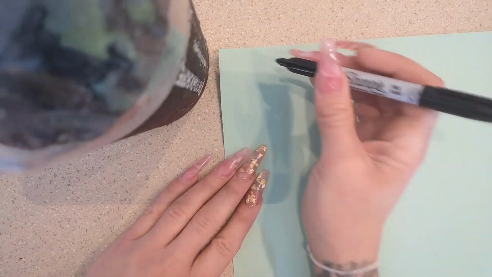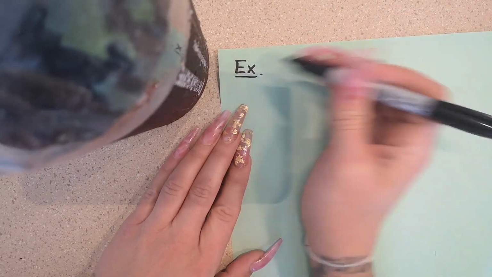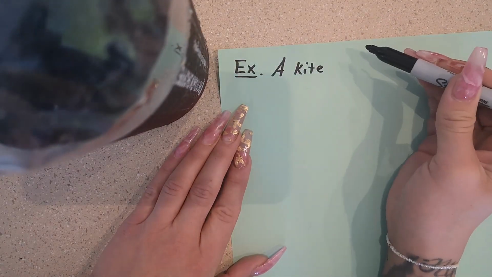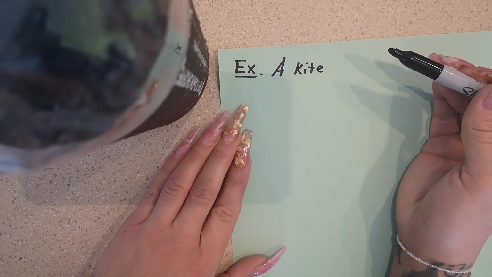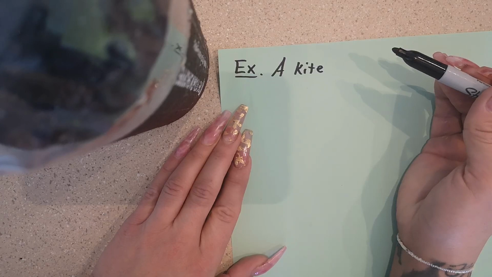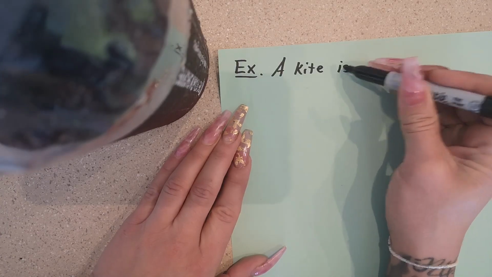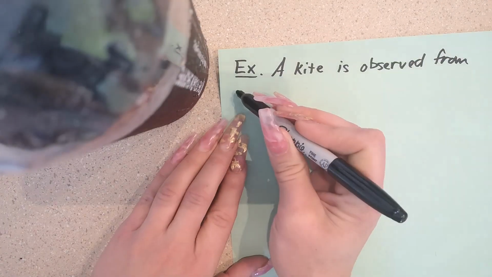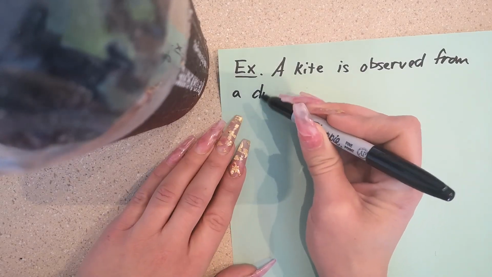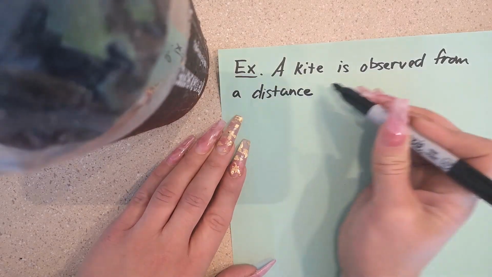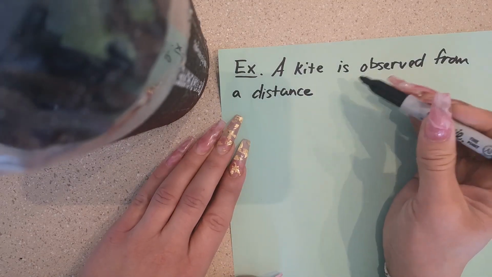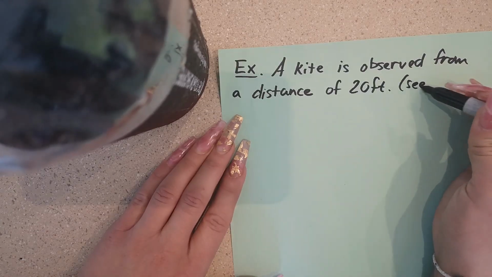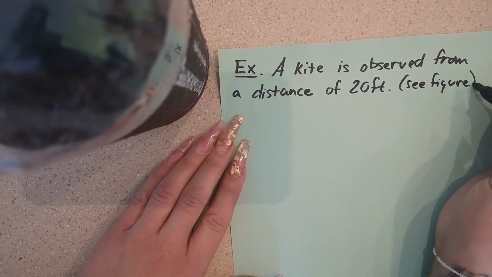Okay, what else can we come up with? Maybe an example, how about a little word problem? A kite is observed from a distance of 20 feet. I'm going to say C figure. A little vague there. And what does a distance of 20 feet mean?